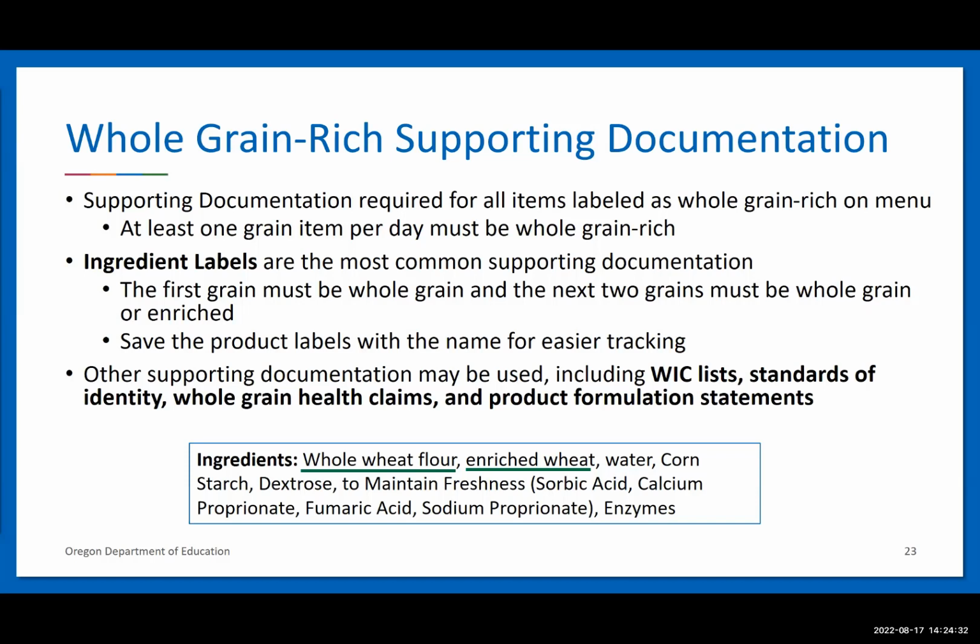Since most ingredient lists do not have the name of the product right next to it, make sure to save the product labels with the name of the item for easier documentation tracking. If your ingredient label does not support a whole grain rich claim, but you have other supporting documentation that can be used to show whole grain rich status, you can save those instead. Other methods of crediting whole grain rich items can include WIC lists, grain standards of identity, whole grain health claims, and PFSs.